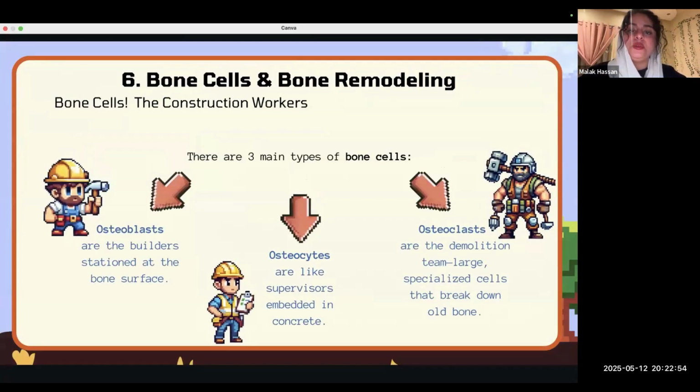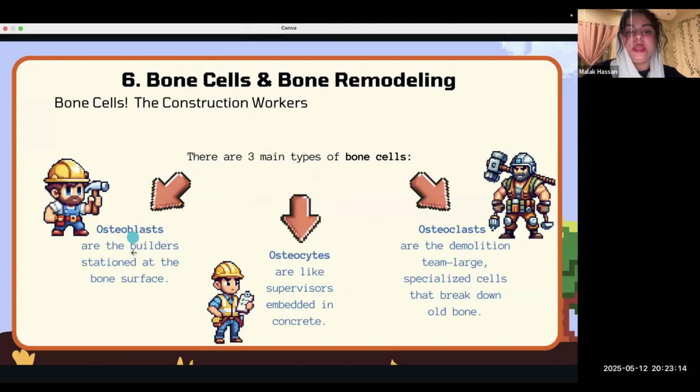Now, let's talk about bone cells and bone remodeling. What are bone cells? I want you to think of them as construction workers, okay? They're working on a construction site. We have three main types of bone cells. First, we have osteoblasts, okay? We have osteocytes and we have osteoclasts.